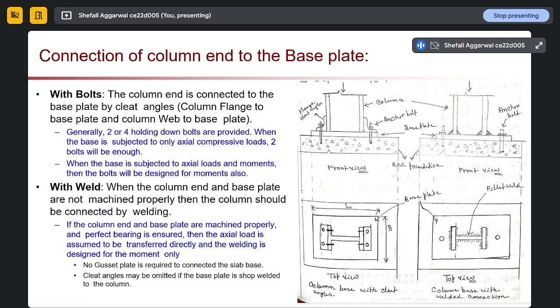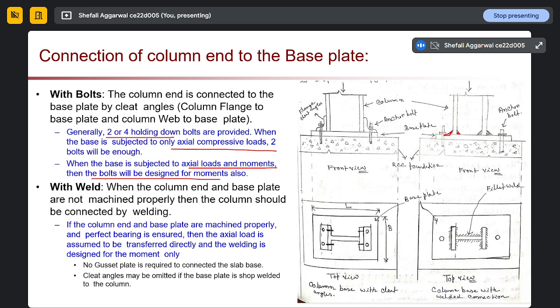If we see the connection of our column end to the base plate, it is connected either through cleat angles or through welding. These are the two types of connection we are providing. If we are providing bolts, then we generally provide 2 to 4 bolts, and when the base is subjected to only axial compressive load, 2 bolts are enough. But if it is subjected to loads as well as moments, then we will design our bolts for moment also, and the number of bolts will increase.